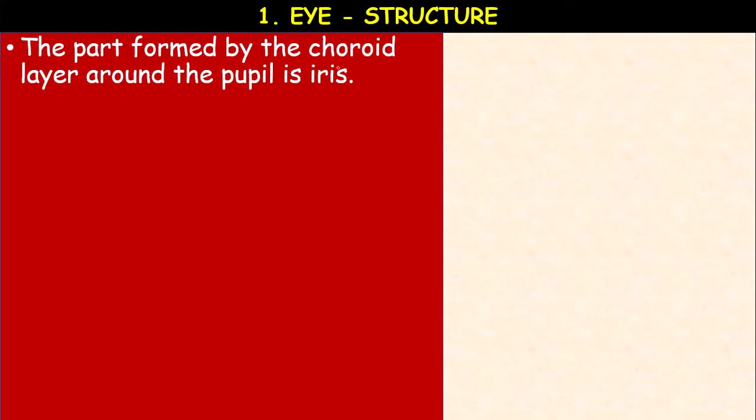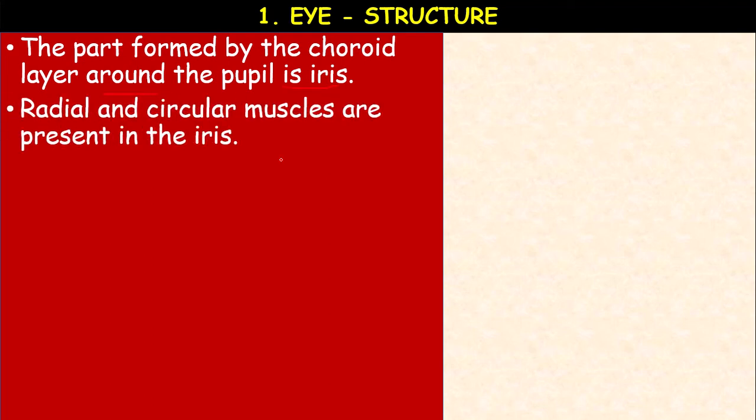Next, the part formed by the choroid layer around the pupil is called the iris. This is the colored part. The iris contains the pigment which imparts color to the eye. Nowadays the iris image is considered one of the evidences for preparation of Aadhaar cards and ID cards. This is because the iris is not the same for all people. It varies from person to person, just like fingerprints, so the iris plays a very important role.